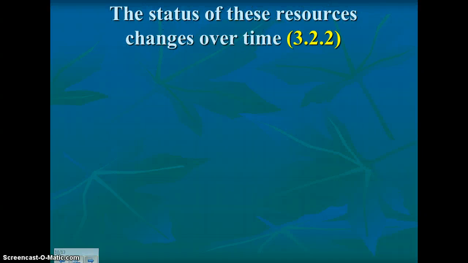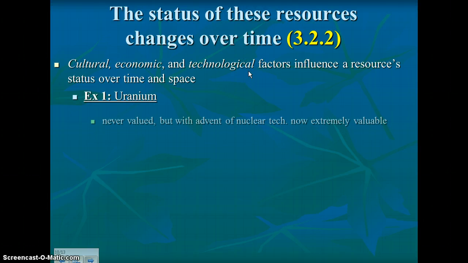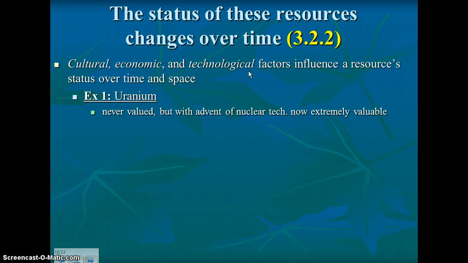So the value of resources changes over time. You should write down why, because of culture, economics, technology, all those things are going to influence. Write down at least one of these examples. First one, uranium. We didn't care about uranium a long time ago, but now we do because of nuclear technology. Now we can make a lot of money off of it.